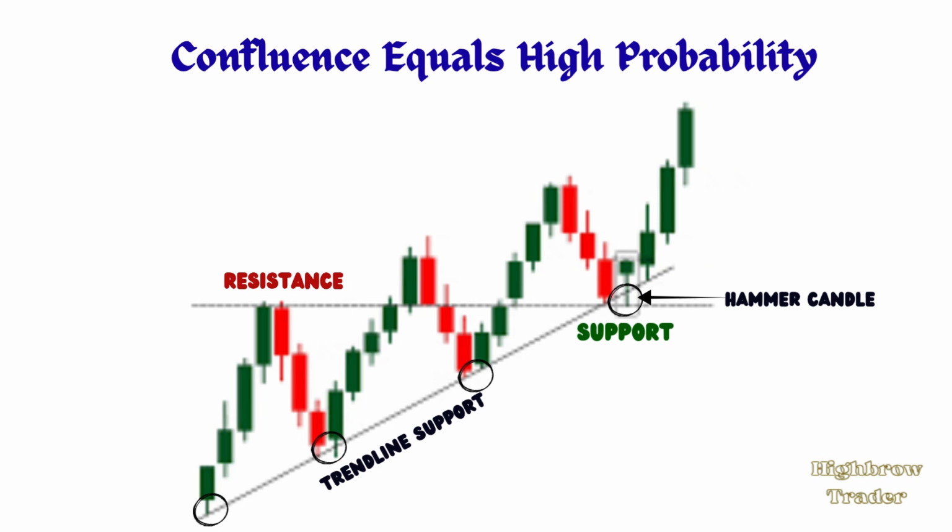Confluence means combining multiple tools or signals in a single trading setup. For example, support combined with a candlestick pattern and a Fibonacci retracement level creates a high probability trade. The more confluence you have, the higher your chances of success. It helps filter out low-quality trades and gives you more confidence in your decisions. Refer to the image on the screen to see real examples of confluence in action.